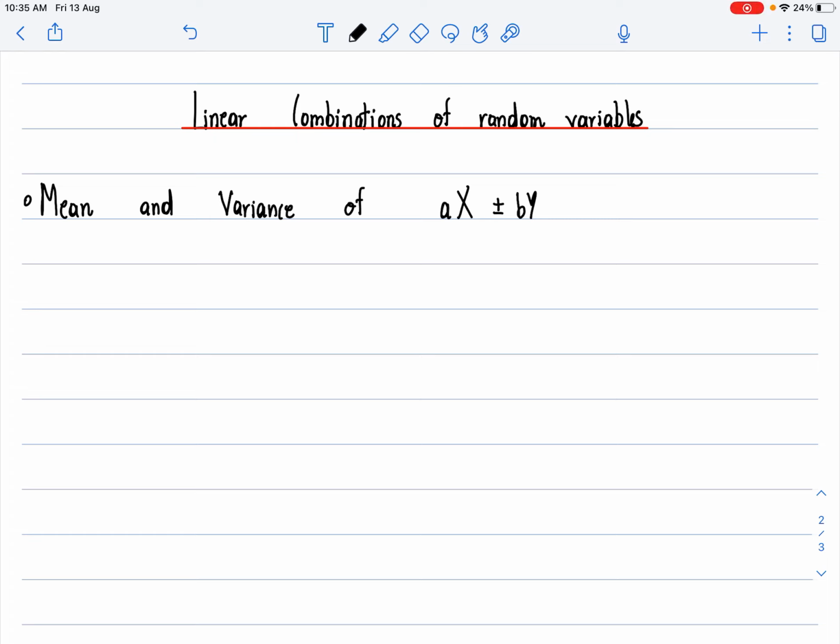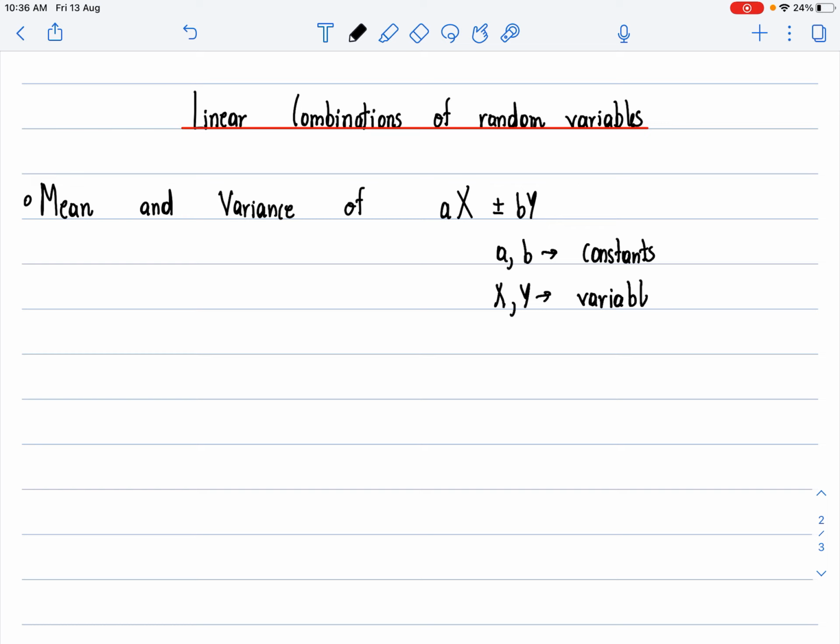Today we'll be doing the concept of the mean and variance of AX plus minus BY, which is basically a subtopic in the chapter of linear combinations of random variables. In this form, you need to note that A and B are constants. This is what you need to note. And X and Y, which you have, are variables.